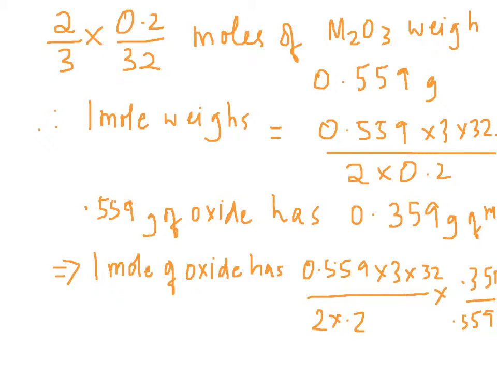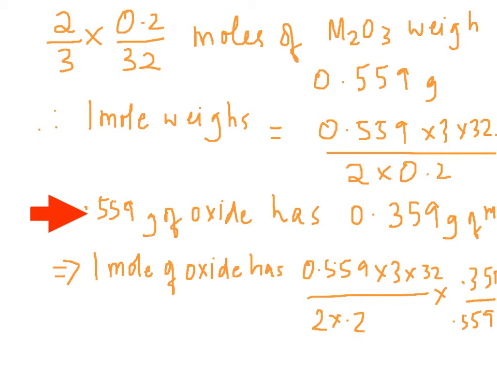Now, this number of moles which is formed, as we discussed, weighs 0.559 grams. Therefore, 1 mole weighs how much of the oxide? And that's a straightforward calculation. 0.559 times 3 times 32 by 2 into 0.2.